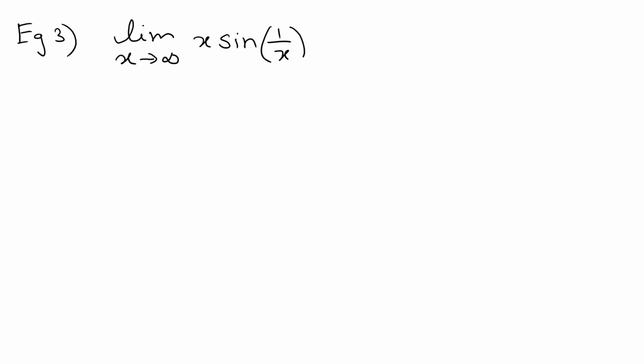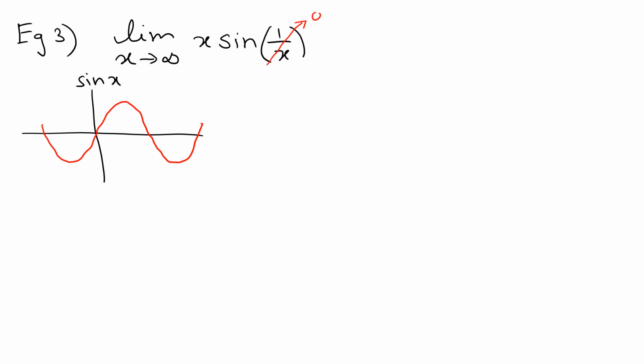As the next example, we have the limit as x goes to infinity of x sine 1 over x. When x goes to infinity, we know that 1 over x goes to 0. So this is sine 0. If you look at the graph of sine, it's going to go like that and go through 0. So that's the graph of sine. You can clearly see that at 0, sine x is going to go to 0. So that means sine 1 over x goes to 0 when x goes to infinity.